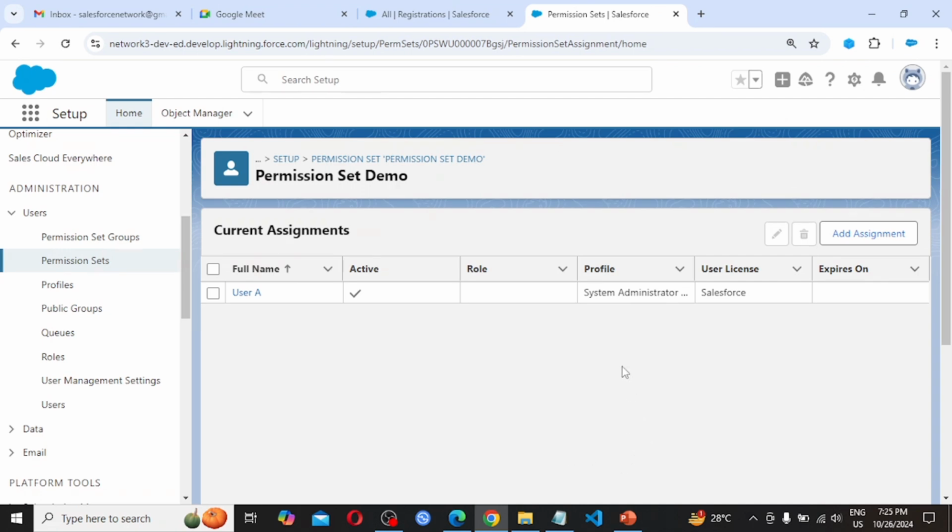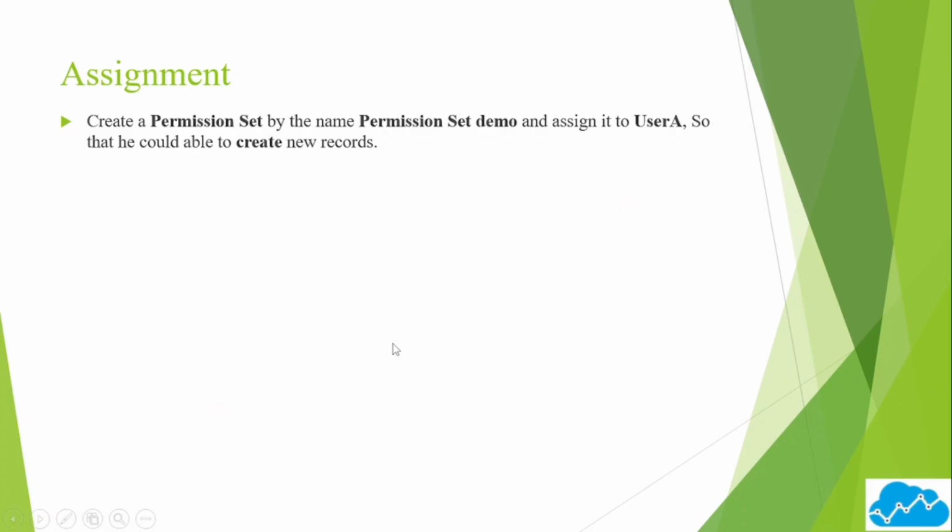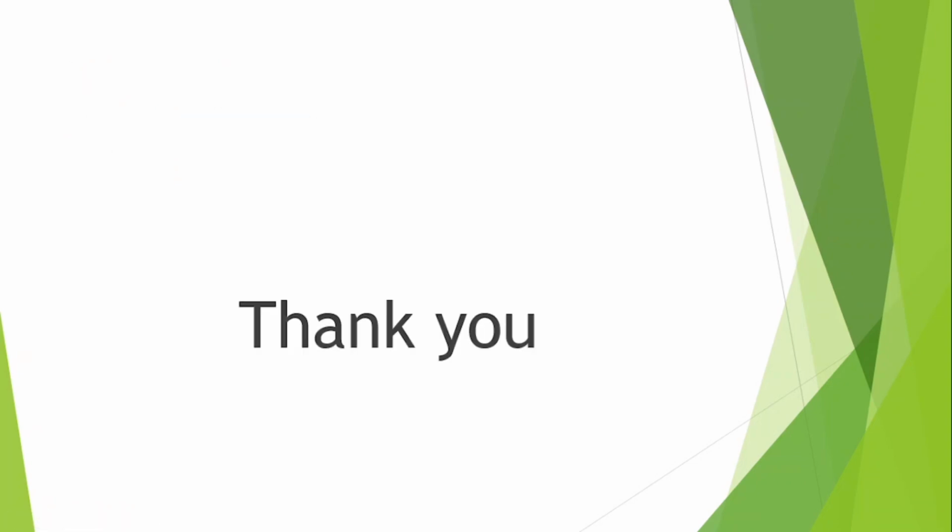So again coming back to our PPT. In this assignment what we did, we had created a permission set by the name permission set demo, and this permission set demo we had assigned to user A, so user A is able to create new record for the registration object. By the profile level he is getting only view access, additional create access he is getting by the permission set. So it's done. Thank you.